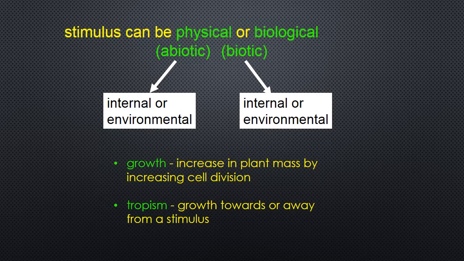So the responses to a stimulus are usually a growth difference. If you just have a growth response, that's an increase in plant mass just by increasing the rate of cell division. But if it is growth towards or away from a specific stimulus, we call that a tropism.